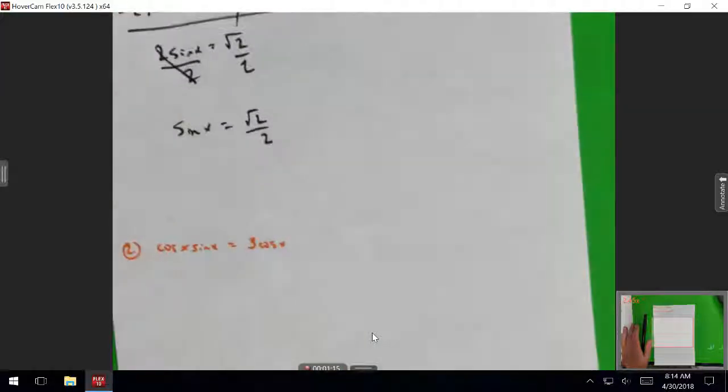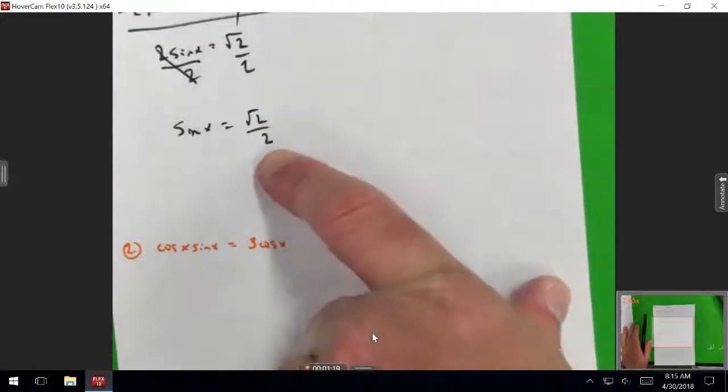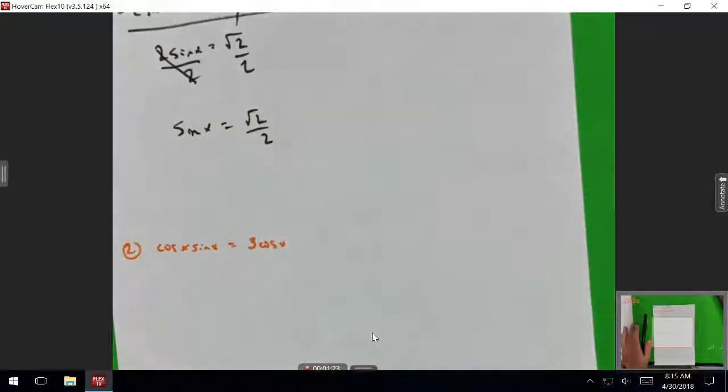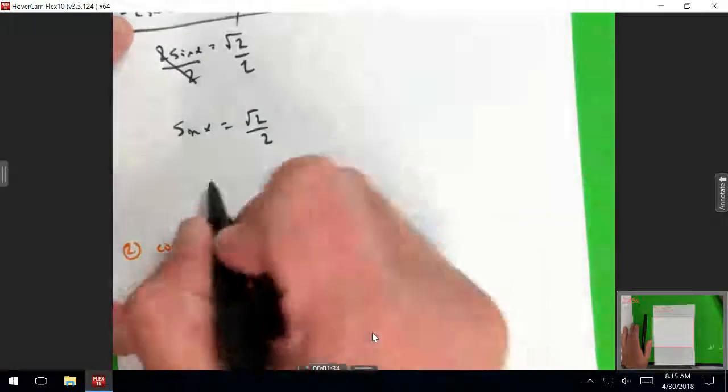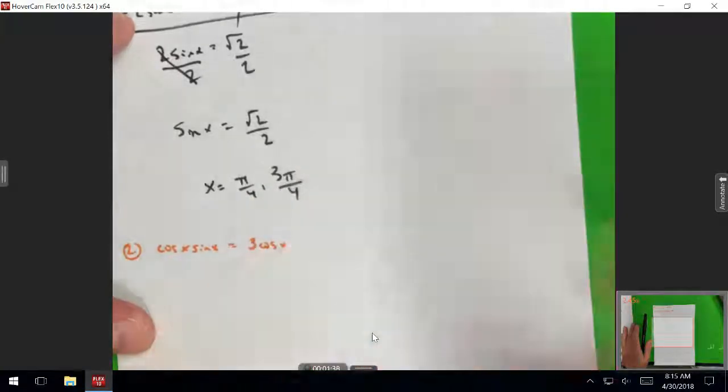Okay, so I've got to think on the unit circle. My sine is my y value. What reference angle family does this belong to? Pi over 4. The sine is positive. Where's your sine positive in the coordinate plane? Quad 1 and quad what? 2. So what are your answers there? Pi over 4 and? Very good. Those are your answers for that problem.